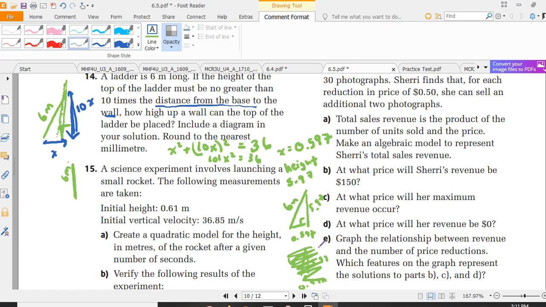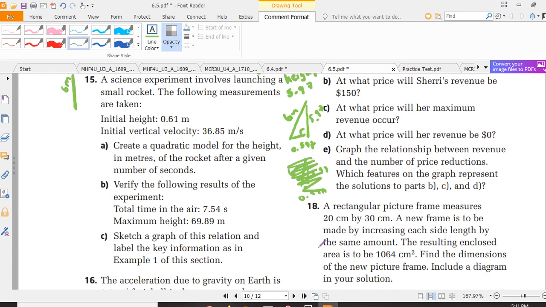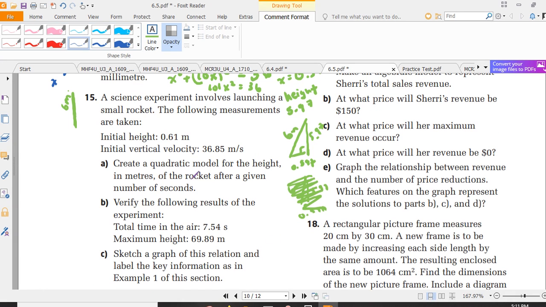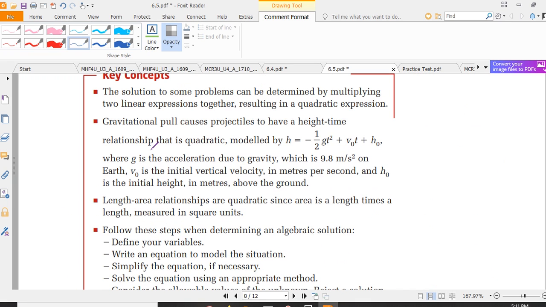Okay? Alright. Number 15, oh, I never talked about this. Hopefully I didn't assign it. But for number 15, when we talk about initial height and initial vertical velocity, there's a formula for us to follow. Let me just go back to the chapter review. And it's right here. So gravitational pull causes projectiles, in other words rockets, anything that heads straight up into the sky, to form a quadratic relationship. So rocket up and then straight back down. That is modeled by this equation.